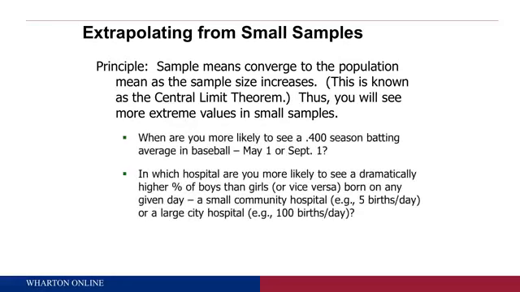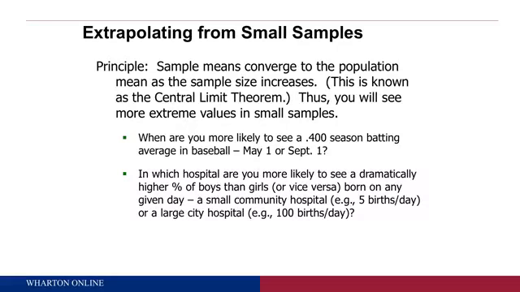So there are a couple of example questions. When are you more likely to see a .400 batting average in baseball, which is a very good batting average, far higher than we typically see? Do you see it at the beginning of the season, around May 1st, or towards the end of the season, September 1st? Well, of course, you're far more likely to see such an extreme batting average from a small sample, the kind of sample you'd have at the beginning of the season, than you would later.